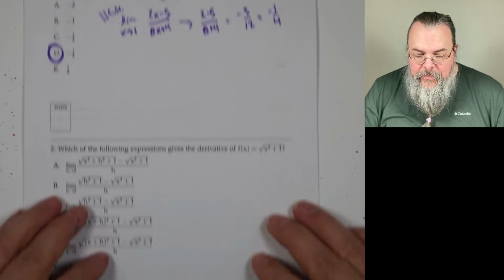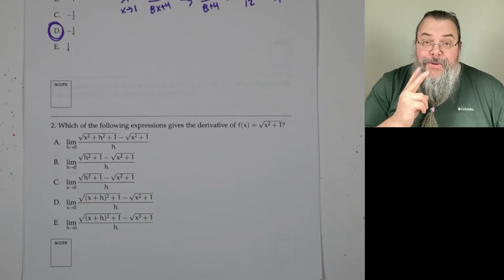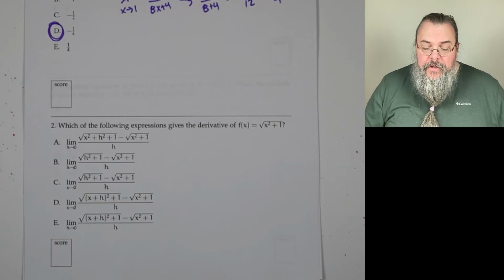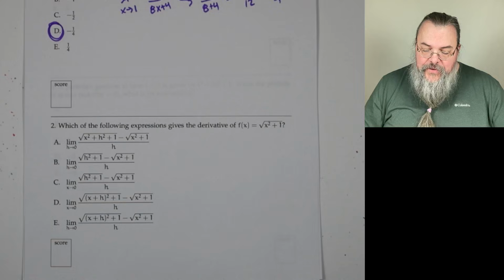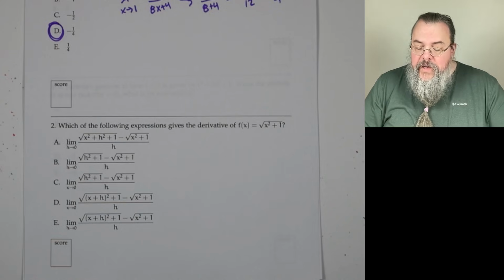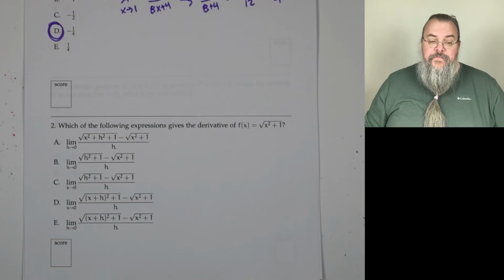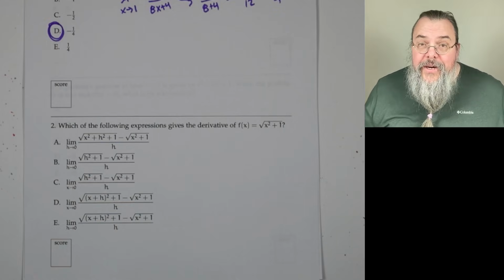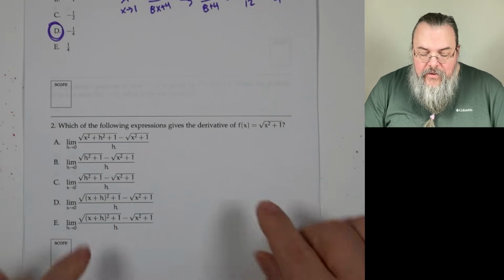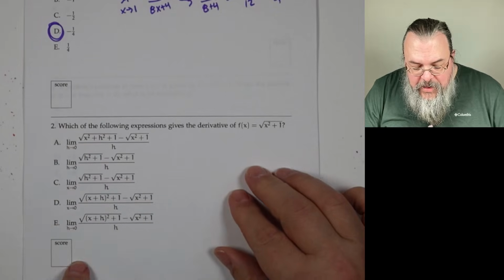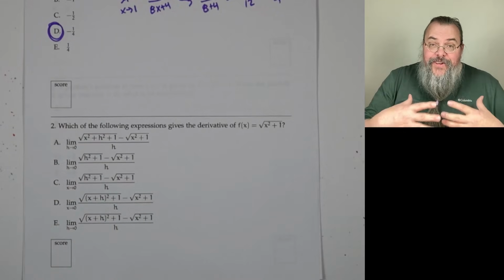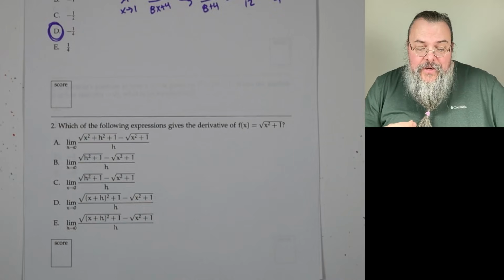All right. Number 2. Which of the following expressions gives the derivative of f of x equals the square root of x squared plus 1? Now, what's going on here? Well, notice when we say following expressions, they're all a limit. So this is testing us on the limit definition of the derivative.